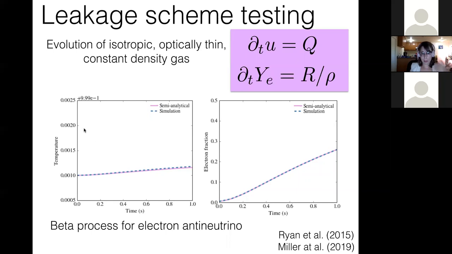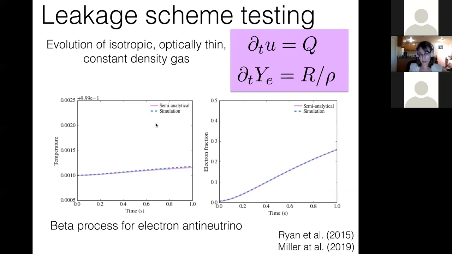So what I'm showing here is the temperature as a function of time, and time is in seconds, and the electron fraction also as a function of time. The pink one is the semi-analytical calculation for Q and R, so it's just semi-analytically evolving these equations. And the blue part is what the simulation gives me as the temperature and as the electron fraction for, again, an isotropic, optically thin, constant density gas.